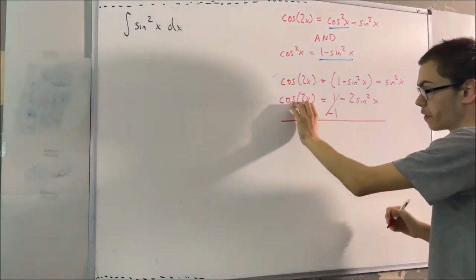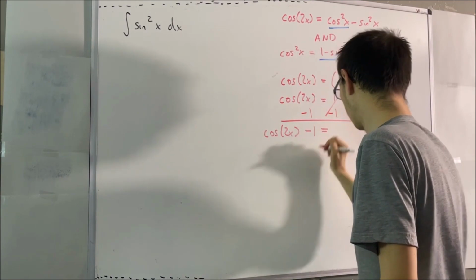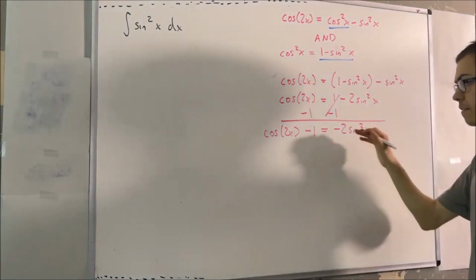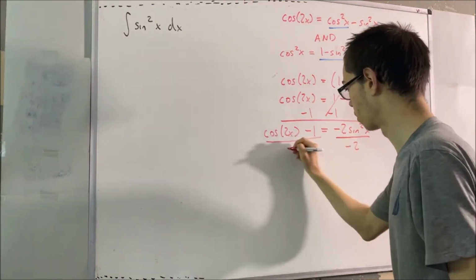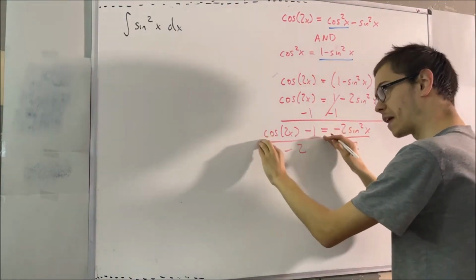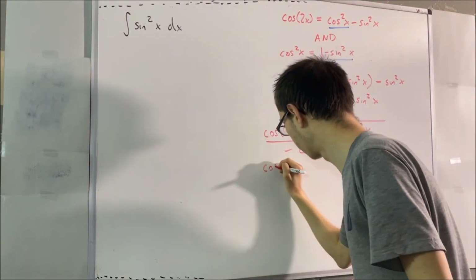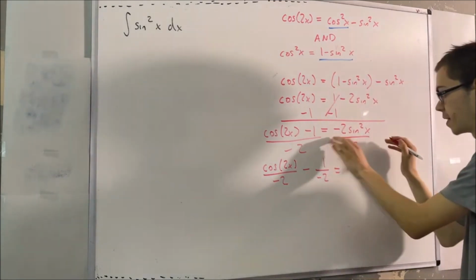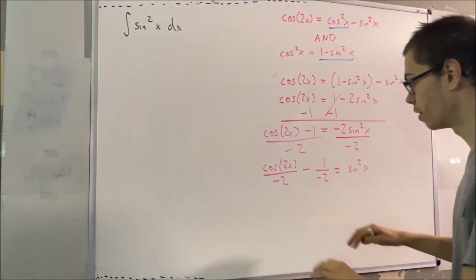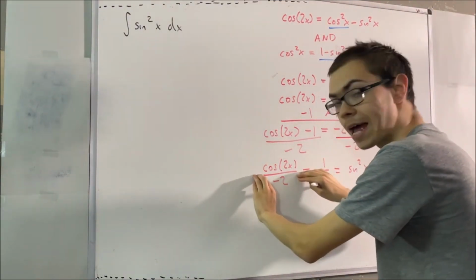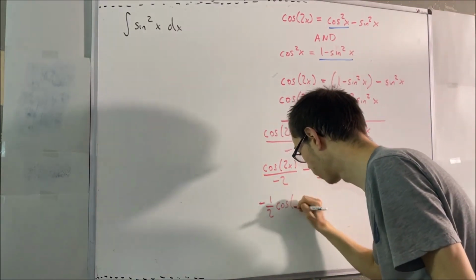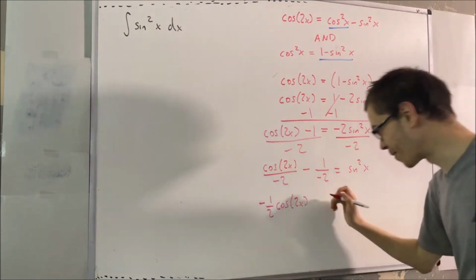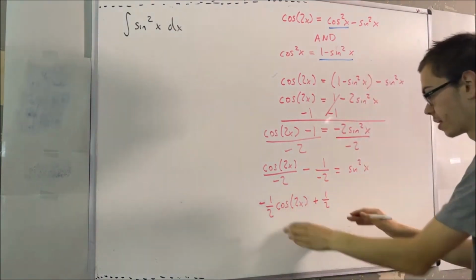This leaves us with cosine of 2x minus 1, and this leaves us with negative 2 sine squared of x. Next, I can divide by negative 2 on both sides. Overall, I can split the left side up into 2 fractions, like this. And on the right side, this is just sine squared of x. This first term is just negative 1/2 cosine of 2x. And for our second term, the two negatives join forces to make a positive. So this is what we get.